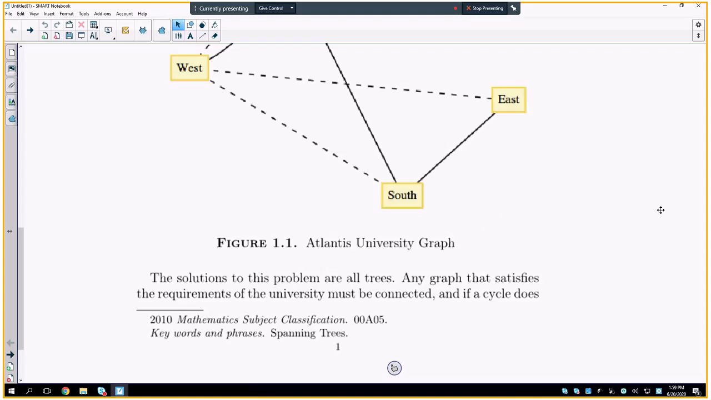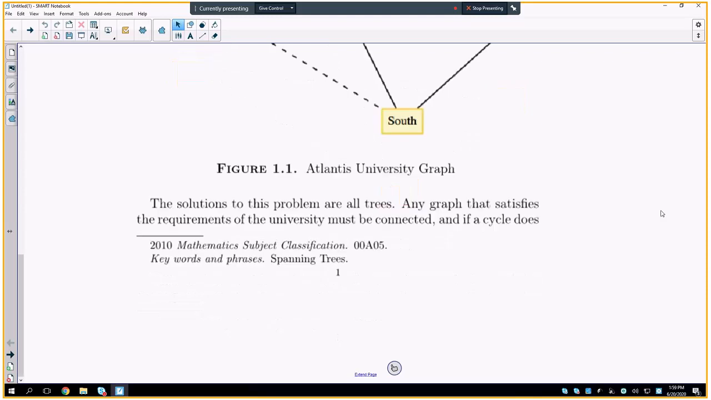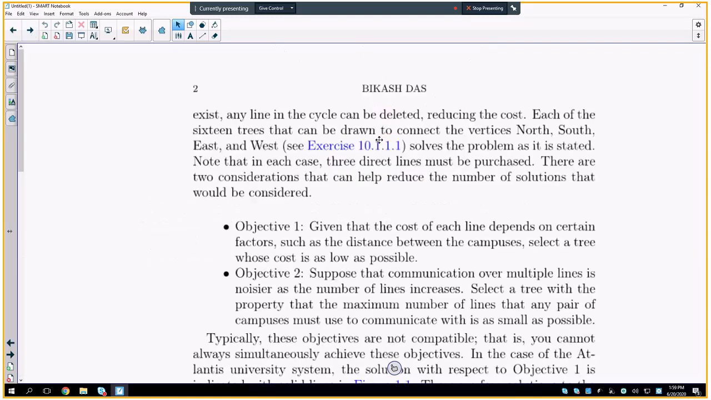Any graph that satisfies the requirement of the university must be connected, and if a cycle does exist, then any line in the cycle can be deleted, reducing the cost. Each of the 16 trees that can be drawn to connect the vertices North, South, East, and West, remember that example we talked about in lesson 1, solves the problem as it is stated. Note that in each case, 3 direct lines must be purchased.